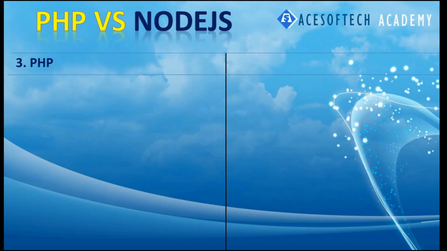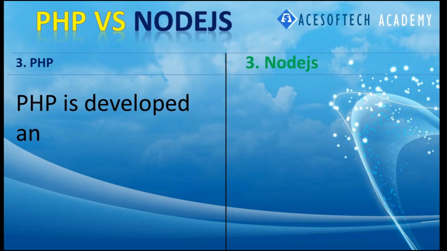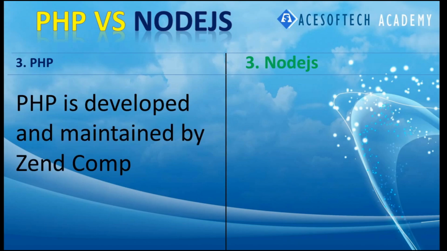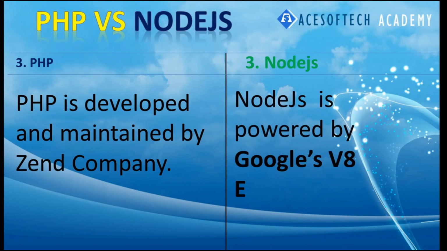Now, let's have a look at difference number 3. First, PHP. PHP is developed and maintained by Zend company, or the same company which has developed the Zend framework. On the other hand, Node.js is powered by Google's V8 engine.